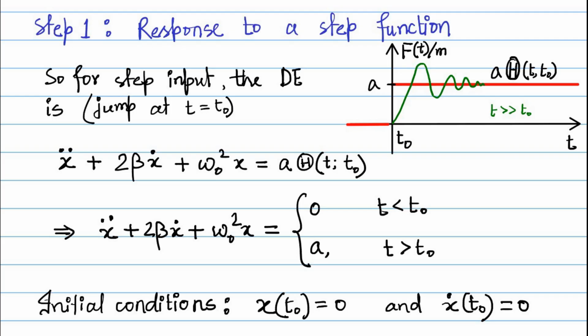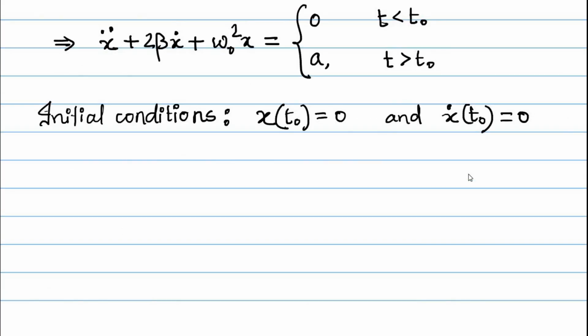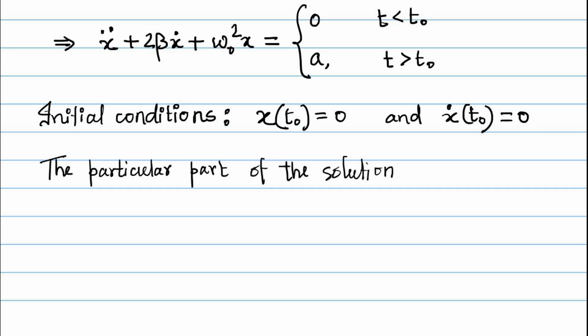Now we do know the complementary solution, but let's find out the particular solution, which shouldn't be too difficult because we know that it's going to be constant, and that it is somehow related to the value of the inhomogeneous part, which is a. So based on that assumption, the particular part of the solution should be a constant. Let's call it c.